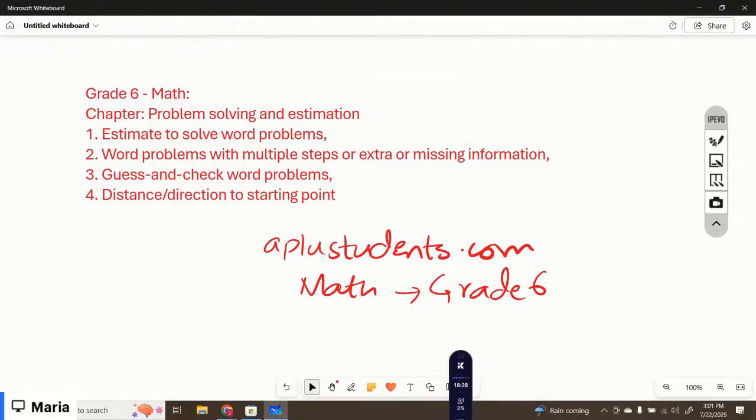There you can find a list of the chapters. We're going to start with the chapter problem solving and estimation. The lessons we're going to cover today are estimate to solve word problems, word problems with multiple steps or extra or missing information, guess and check word problems, distance direction to starting point.